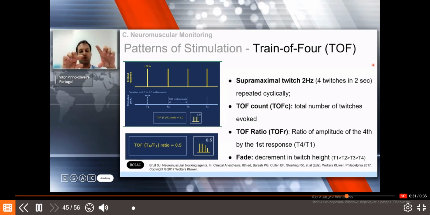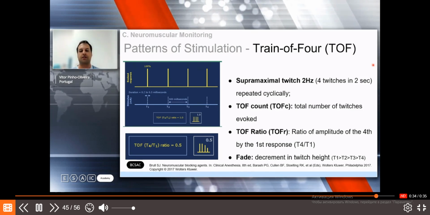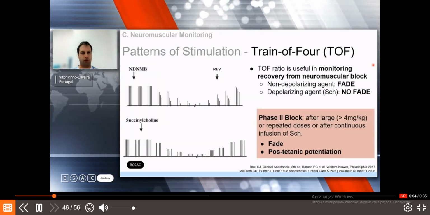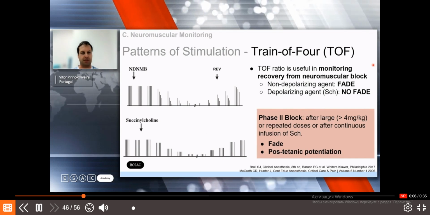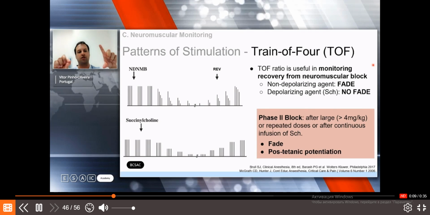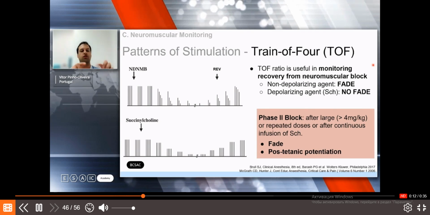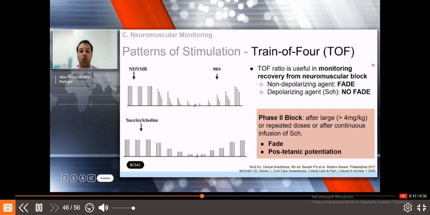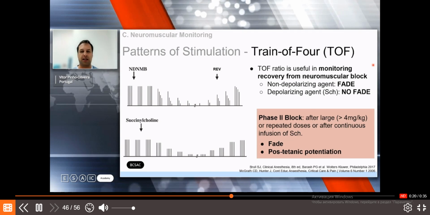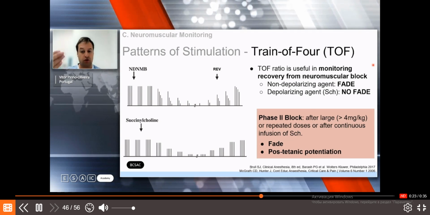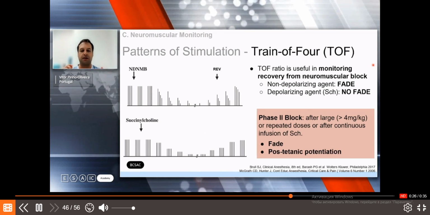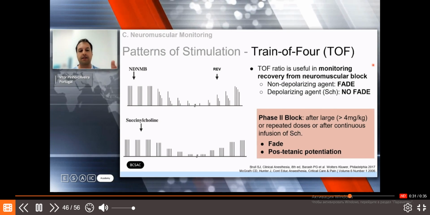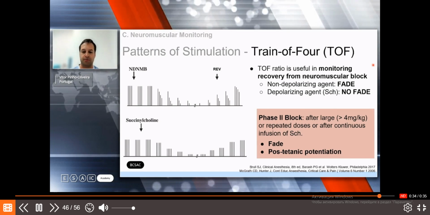The fade is this decrease between the T4 and T1, the 4th and the 1st response, and that's the main difference between when we are using non-depolarizing and depolarizing neuromuscular blockades. As you see, we have the fade when using non-depolarizing, and when we are using succinyl, the depolarizing, we don't have this fade. And we have the phase 2 block when we do large doses of succinyl or repeated doses or continuous infusion of succinyl. The phase 2 block is characterized by the fade in these kind of situations and this post-tetanic potentiation.